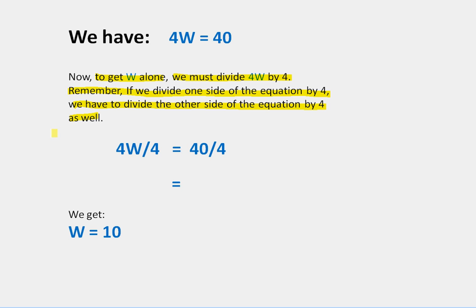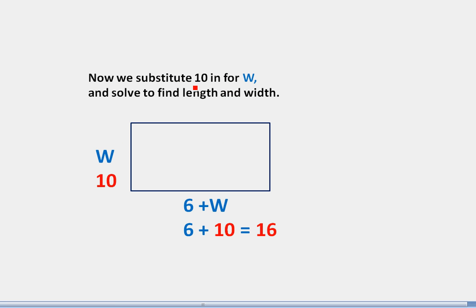So 4W divided by 4 is 1W, or just W, and 40 divided by 4 is 10. So we get W equals 10. Now we can substitute 10 in for W. So here, just W alone is 10, and here 6 plus 10 is 16.